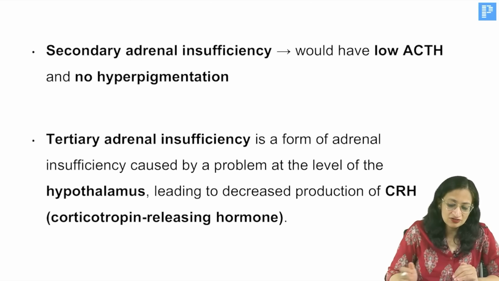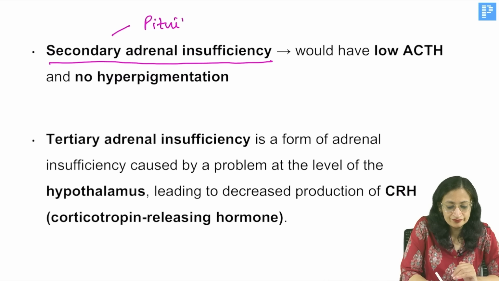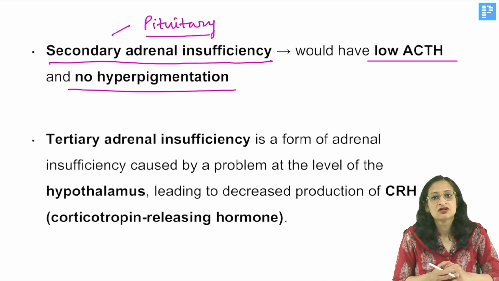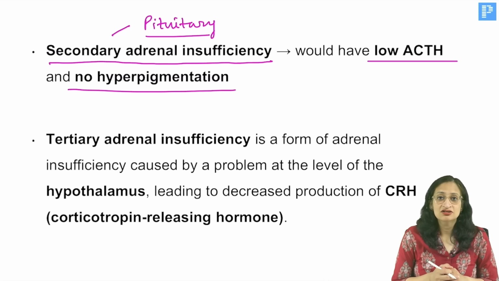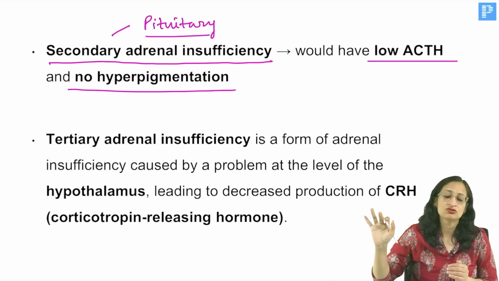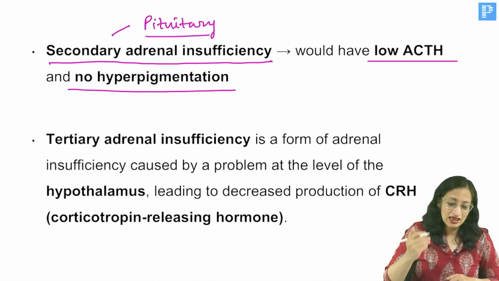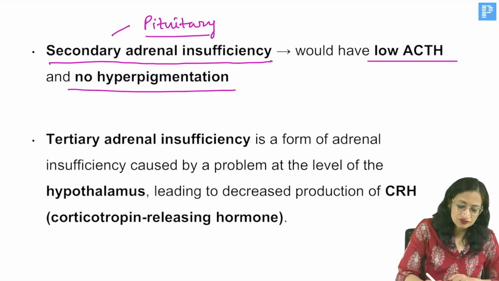What happens in secondary adrenal insufficiency? In secondary adrenal insufficiency, the problem would be at the level of the pituitary gland. So there would be low ACTH and no hyperpigmentation. If there is secondary adrenal insufficiency, the ACTH level secreted from the pituitary would be low. And because ACTH is low, it is not stimulating the melanocytes, so there will be no hyperpigmentation. Okay? And what about tertiary adrenal insufficiency?